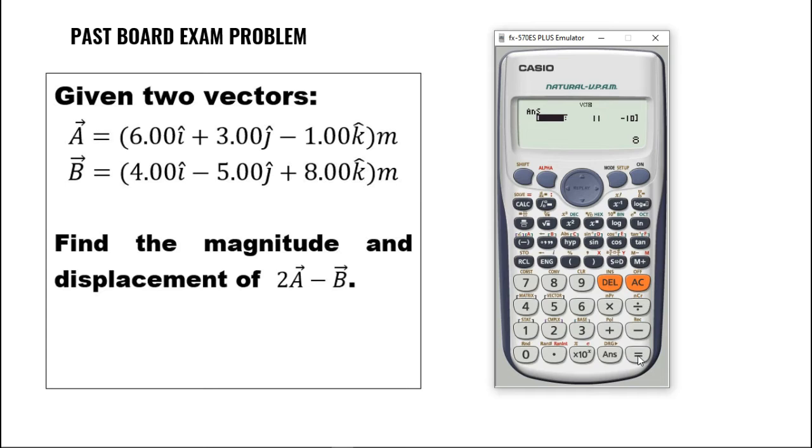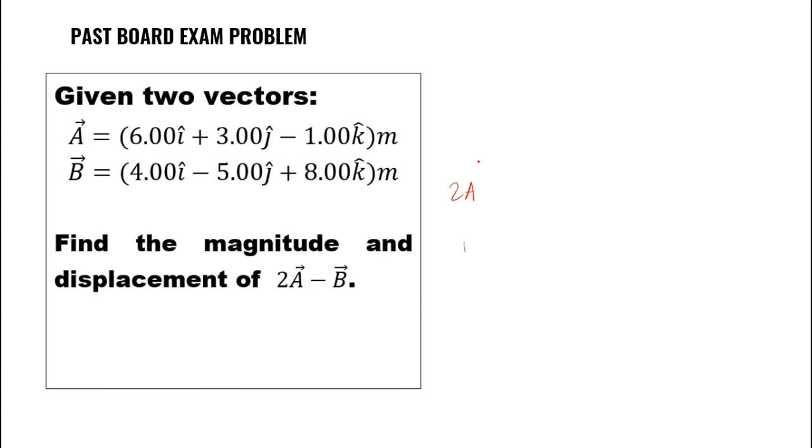So these are its components. So 8, 11. So take note of that. 8, 11, and negative 10. So 2 times vector A minus vector B is 8, 11, negative 10. So this is I, J, and K. So this is negative 10. Now, for the magnitude, we can use our Pythagorean theorem.